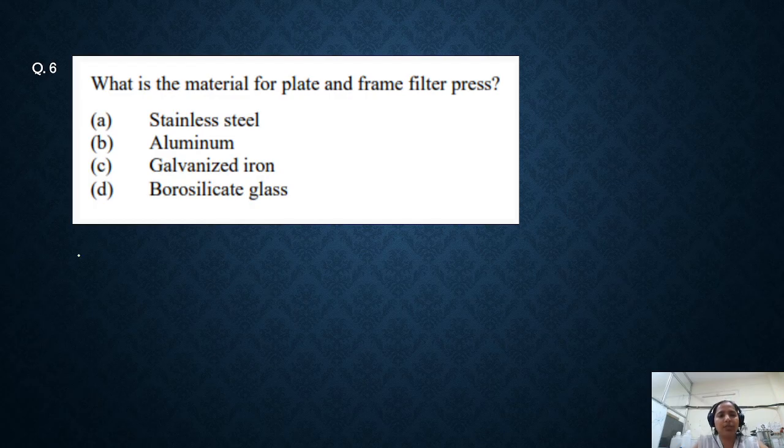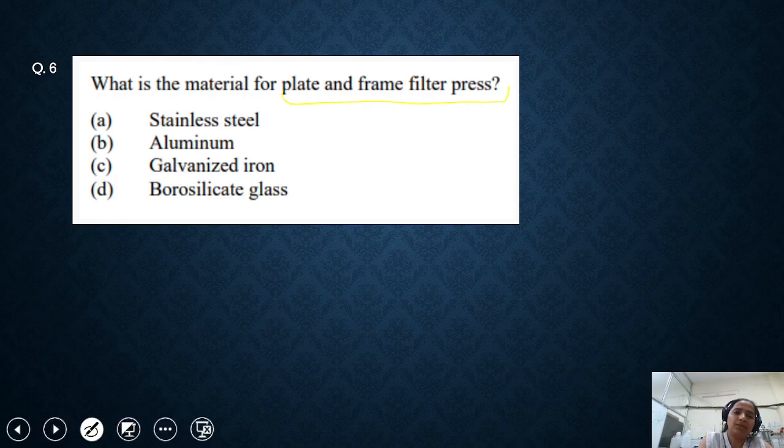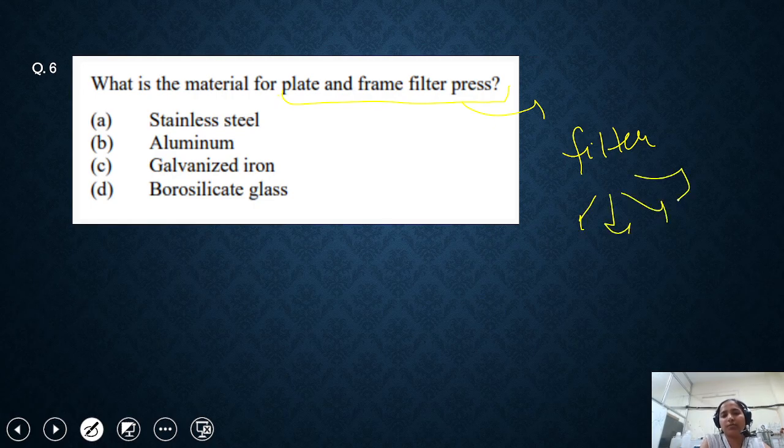Now coming to the next question. What is the material for plate and frame filter press? So anyone want to tell where you use this plate and frame filter press, or what is this? Okay, you all have studied about the filtration and different types of filters. This is one type of filter.